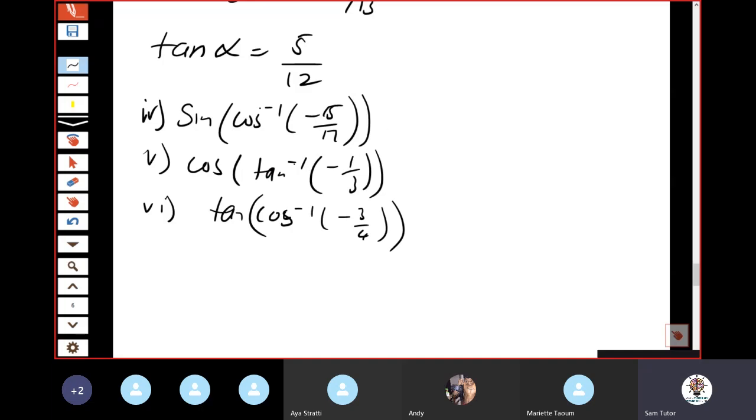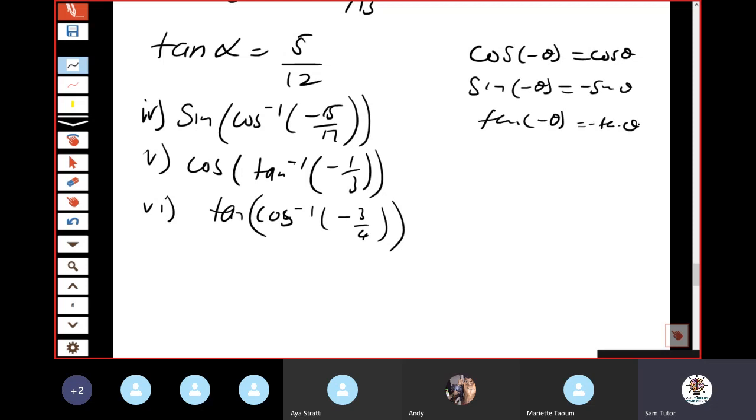Just to make it clear again, cos of a negative is always going to give you cos of a positive. Sine of a negative is going to get you a negative sine, and tan of a negative is going to be a negative tan. All right, let's see if we can do this.